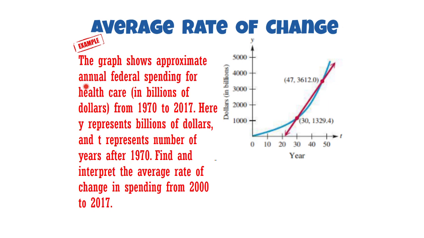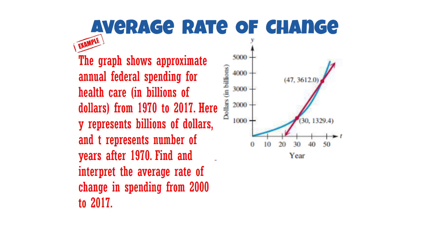So the graph shows the annual federal spending for healthcare. Okay, so the spending must have taken off here from 1970 to 2017. This is in billions of dollars, and this is the number of years after 1970. It asks me to find the average rate of change of spending from the year 2000 to 2017.